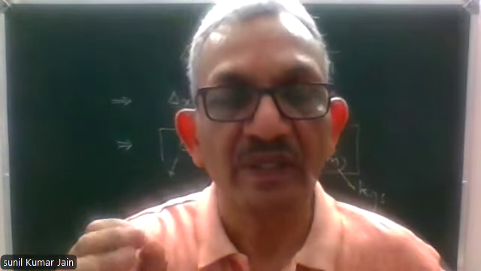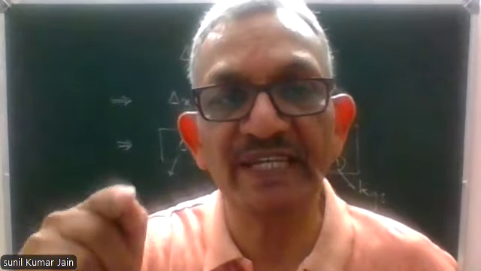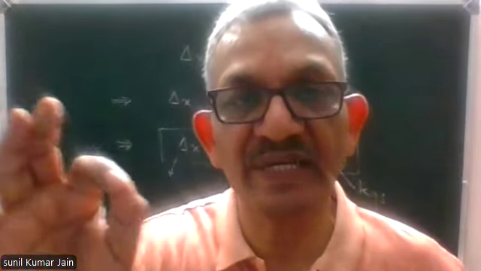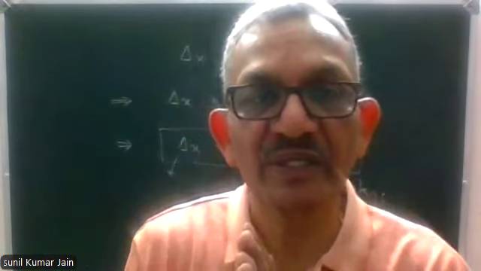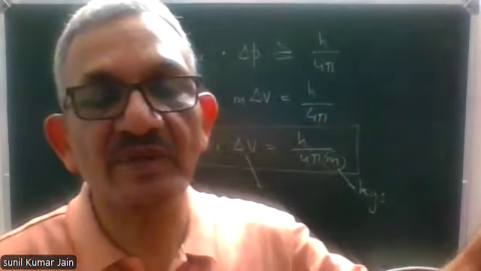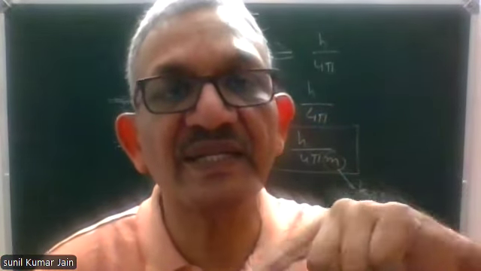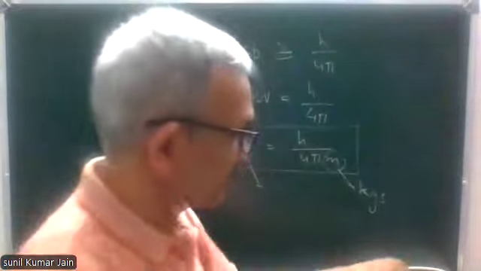Next heading: Explanation of HUP. Heisenberg uncertainty principle, I'm saying HUP. So what is the explanation? That if one error decreases, the other increases. What is the explanation for that?